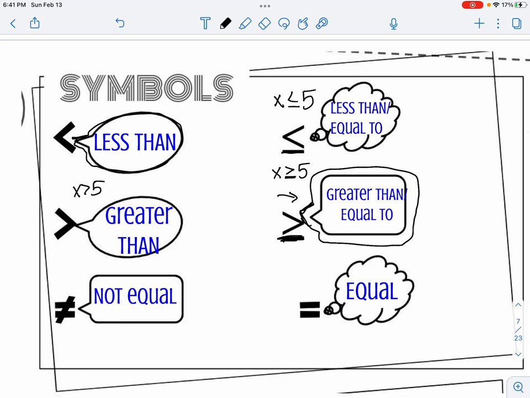Then, right here, if you see an equal sign with a slash through it, that means not equal. That means the solutions do not equal each other. And then right here, of course, when you see the equal sign, that means they equal each other or they are equivalent. So you can go ahead and put that in your cloud. They are equal. Okay, moving on.